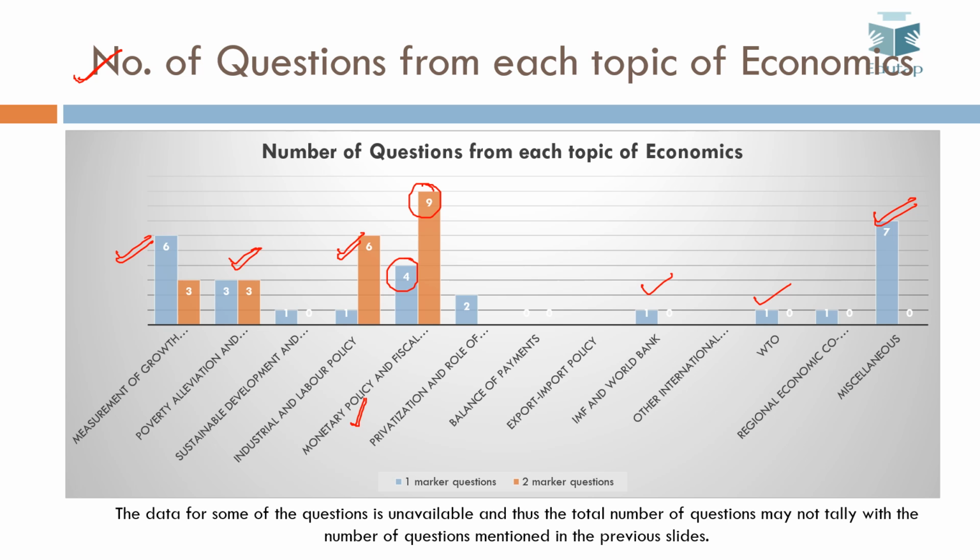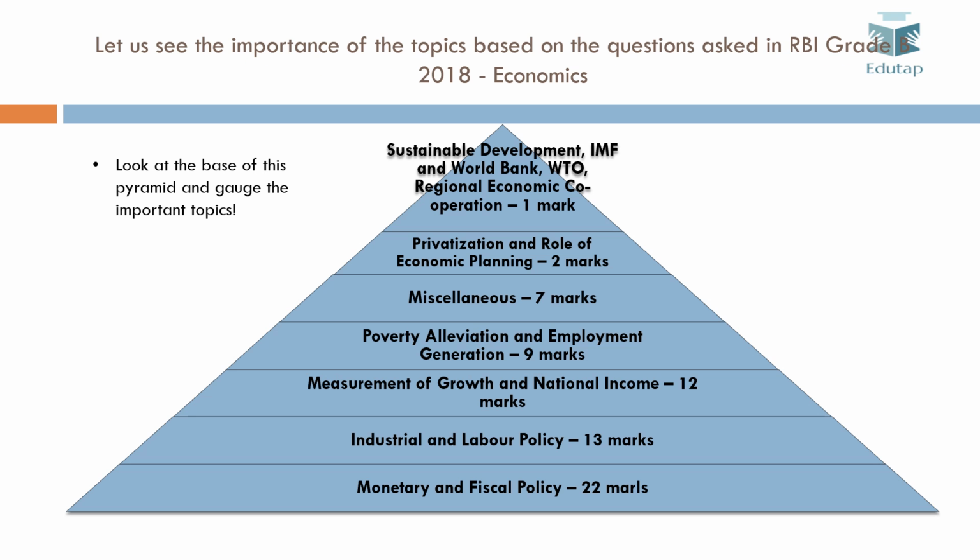So friends, here you can have a look at this pyramid, wherein you can see that monetary and fiscal policy had 22 marks coming out of it. Then you have industrial and labor policy, 13 marks, followed by measurement of growth and national income, 12 marks. Similarly, poverty alleviation and employment generation, 9 marks, miscellaneous 7, privatization and role of economic planning, 2, and the other topics like sustainable development, IMF and World Bank, WTO, regional economic cooperation, 1 mark coming from each of these topics, right?